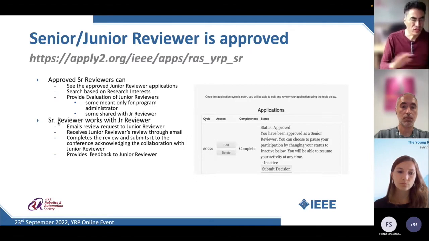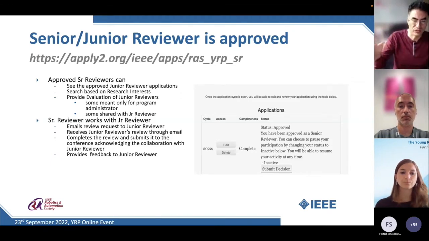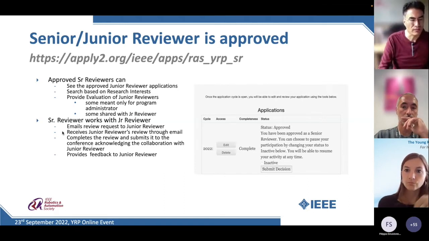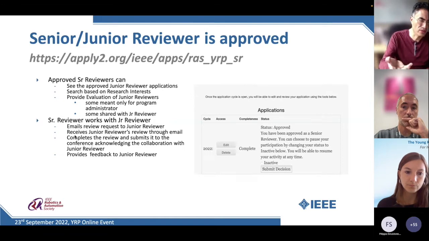The review process is completely outside the system. Once the senior reviewer has found a junior reviewer, they can email that junior reviewer to see if they are interested in reviewing that paper. And if they agree, they can work together on the review. The junior reviewer sends the review to the senior reviewer through email.